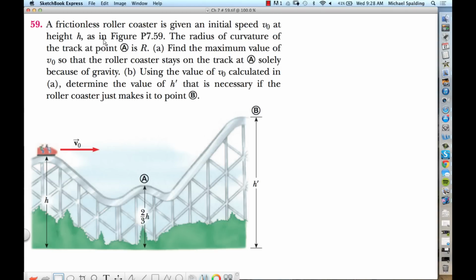All right, so we have a frictionless roller coaster given an initial speed, v initial, right here, at a height h. Now look, h is measured from down here. This is the 0 point, right? This is h equals 0 down there, okay?